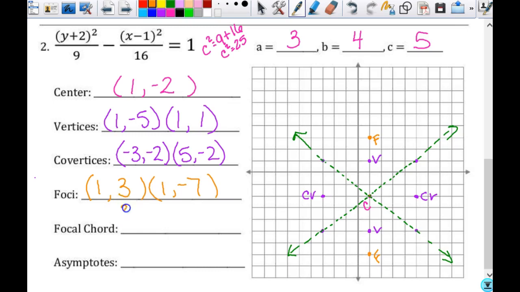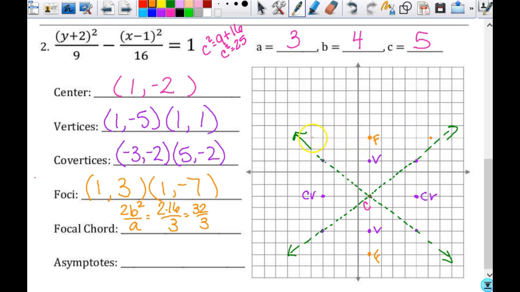All right, so focal chord length, 2b squared over a. Let's see if I can do that right this time. So b squared is 16, so 2 times 16 over a, which is 3. So that's going to give me 32 over 3. We don't need a calculator to estimate that, right? That's like 10 2/3, so about 10.7-ish. So if it's 10 2/3, then half of it is how much? 5 1/3, right? So 1, 2, 3, 4, 5 1/3.